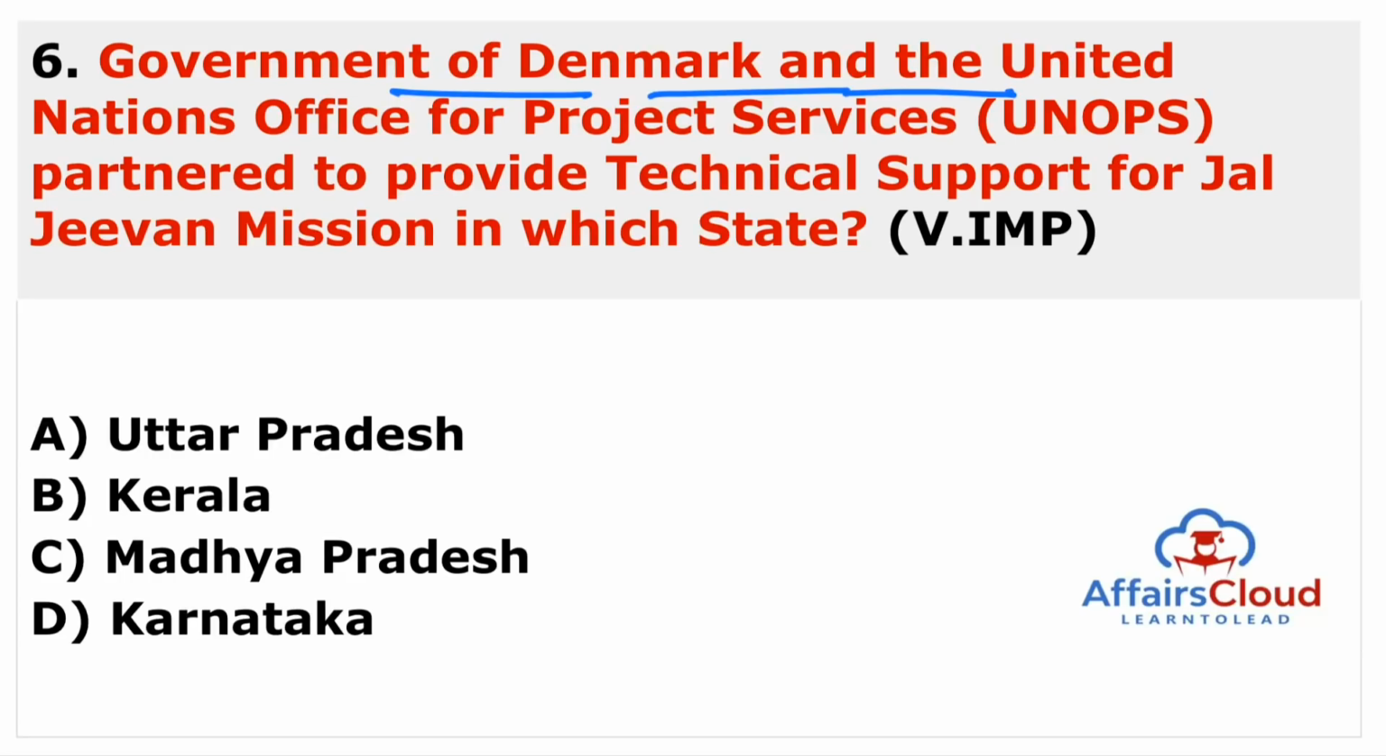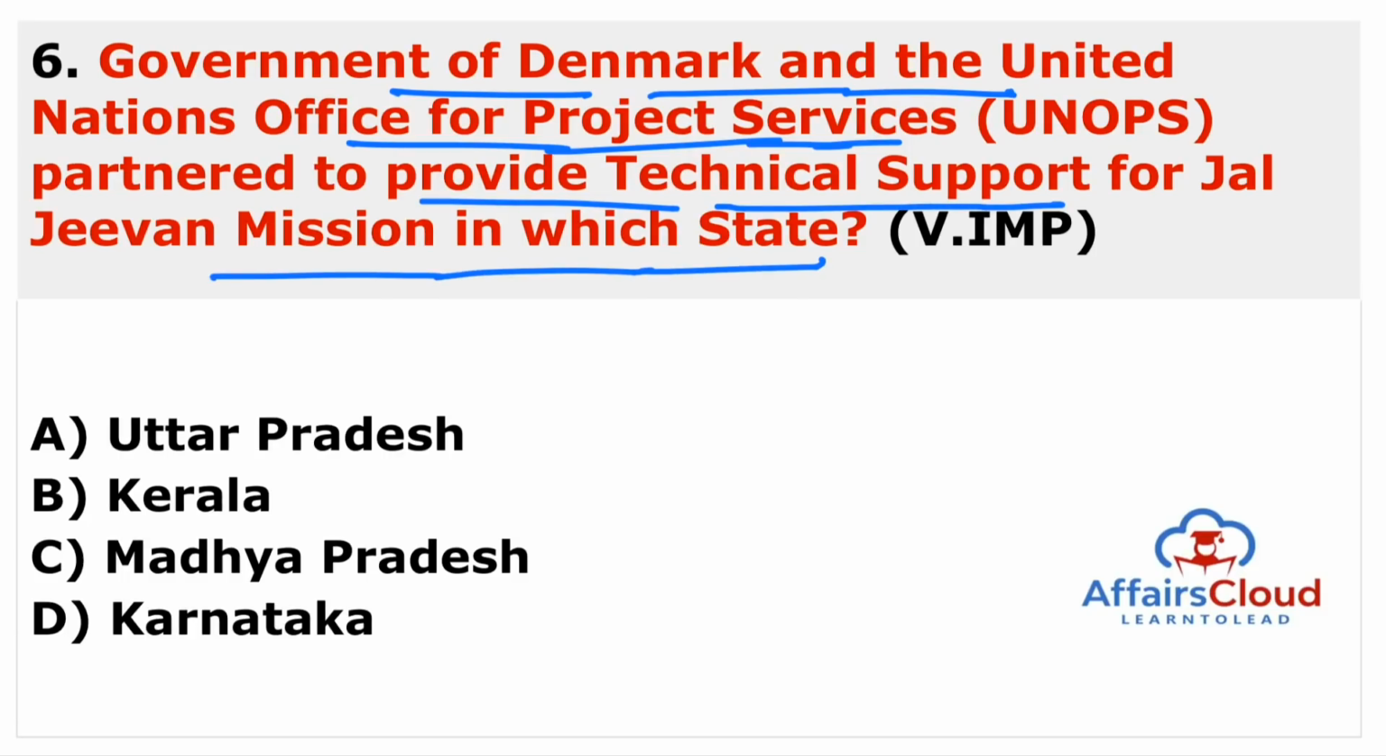Government of Denmark and the United Nations Office for Project Services, that is also situated in Denmark, partnered to provide technical support for Jal Jeevan Mission in which state? Earlier we talked about Denmark, that the Danish Red Cross is providing a catastrophe bond. So now the Government of Denmark and the United Nations Office for Project Services, that is also in Denmark, partner to provide technical support for Jal Jeevan Mission in which state?